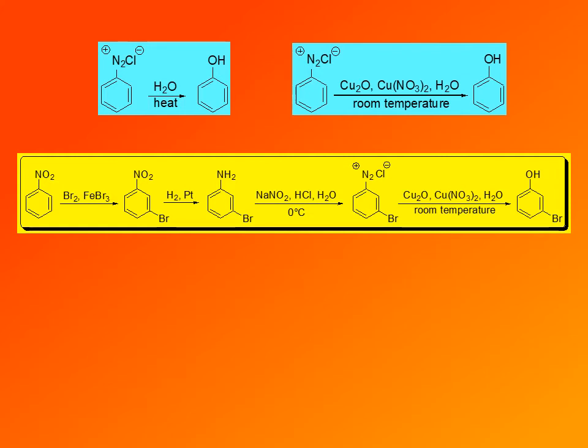Now, catalytic hydrogenation results in reduction of the nitro group to an amino group. So meta-bromonitrobenzene is converted into meta-bromoaniline. And then a diazotization reaction converts meta-bromoaniline into meta-bromobenzene diazonium chloride. And then replacement of the diazonium group with water, with an oxygen nucleophile, results in formation of the desired product, meta-bromophenol. So as you can see, a rather lengthy procedure, but in a sequence of reactions like this, we can pretty much prepare any aromatic compound we want with any substituents in any positions relative to each other that we want.